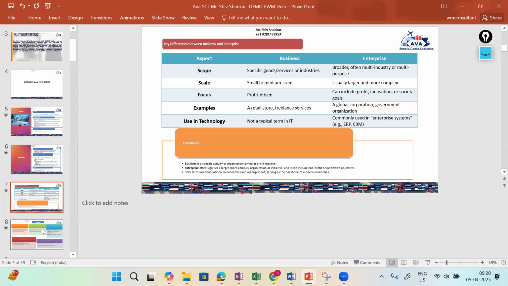So, an example, as I said, retail store or freelance services. An enterprise could be a global organization or government organizations. So, in conclusion, the difference between business and enterprise is, business is a specific activity organization aimed at profit making, whereas enterprise often signifies a larger, more complex organization.